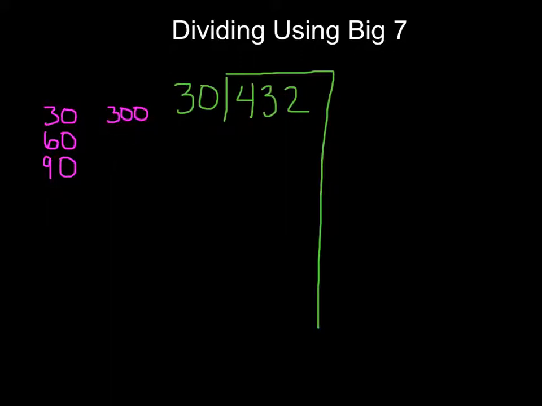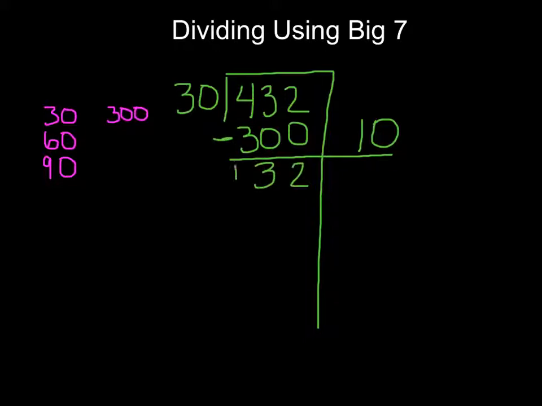So let's start there. I'm going to do 300 again. I'm going to draw my line all the way across. And the reason I do that is it just organizes my answer really well. So I did 30 times 10 to get 300, so I'm going to put that over here. Then I'm going to subtract to see what's left over. And I get 132.